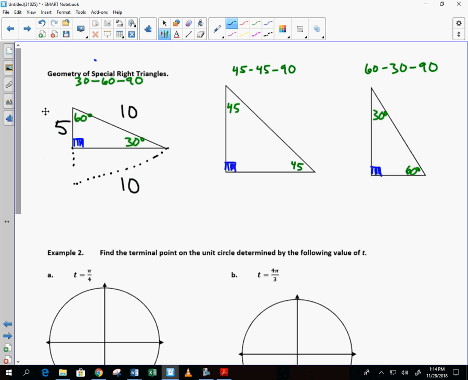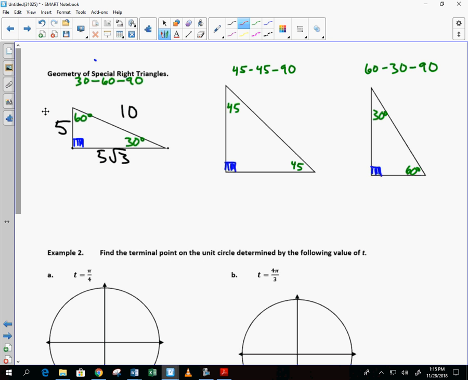If this is 5 and this is 10, what could we use to find out this length right here? What formula do you know? The Pythagorean theorem. And if we did the Pythagorean theorem, which is sometimes a little bit of work, we would come up with exactly 5 roots of 3. And so it works out that the shortest leg is always half the hypotenuse. And that the longer leg, you just take the short leg and multiply it by the root of 3. That's it. Pretty easy, huh?